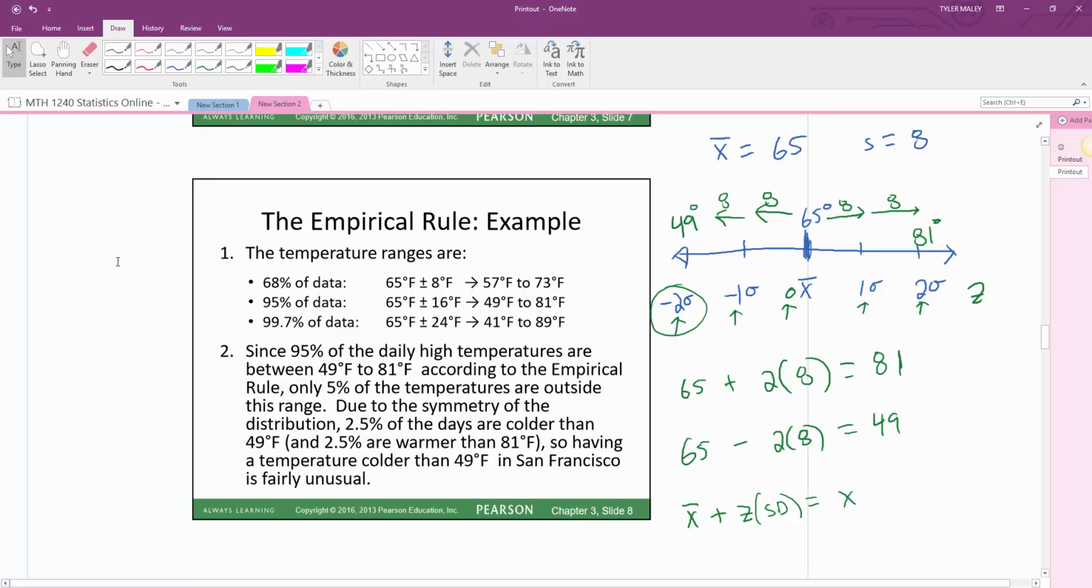Number 2 says, since 95% of the daily temperatures are between 49 and 81, according to the empirical rule, only 5% of the temperatures are outside this range. Due to the symmetry of the distribution, that means we'd have, so let me draw a picture of this really quick. So here's my distribution.